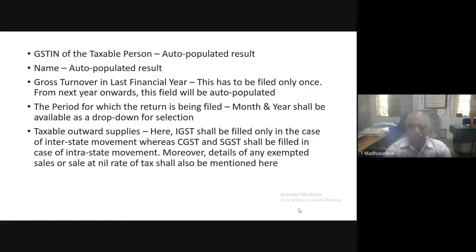Taxable outward supplies. What are the various taxable outward supplies? Here IGST shall be filled only in the case of interstate movement, whereas CGST and SGST shall be filled in case of intrastate movement. Moreover, details of any exempted sales or sales at nil rate of tax shall also be mentioned here. So the details of taxable outward supplies are to be filled.